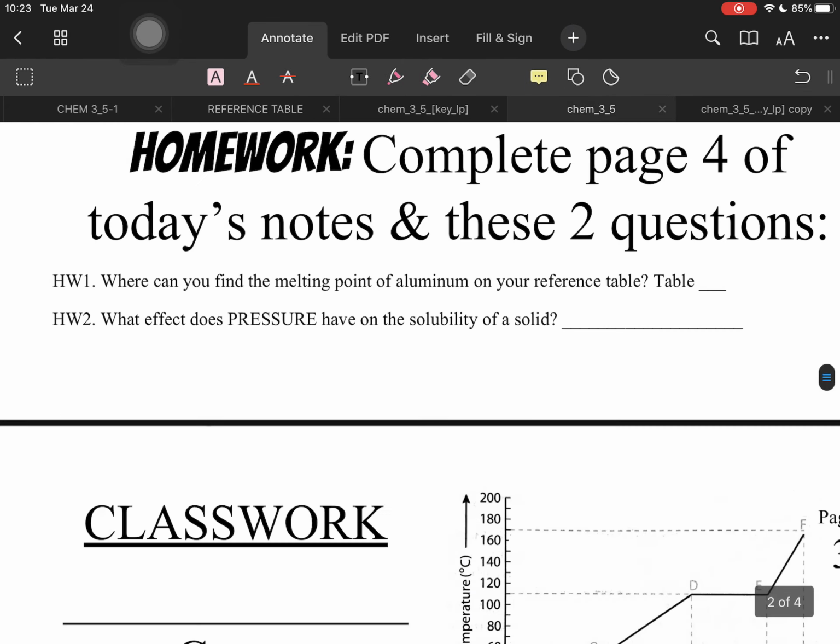Okay. And what's the second one? What effect does the pressure have on the solubility of a solid? That was from the old test. Pressure only affects gases. That one really threw you guys for a loop. You have to pay attention to the phase, the phase after the compound.